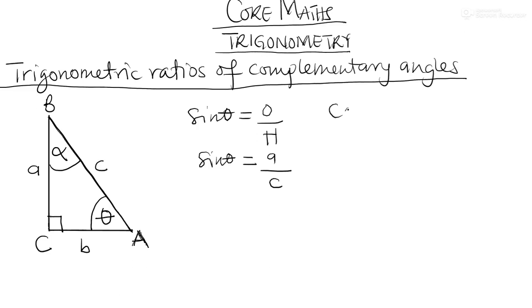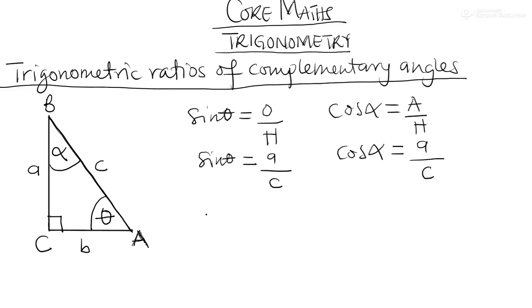Now let's find cos alpha. So cos alpha, we know cos is what? Adjacent over hypotenuse. So from the diagram, cos alpha, the adjacent to alpha is what? Is A. So write down our A. And then the hypotenuse is what? Is C. So write down our C. So cos alpha is A over C. I hope you are observing. Good.